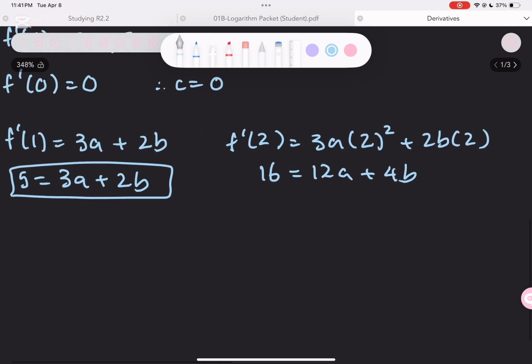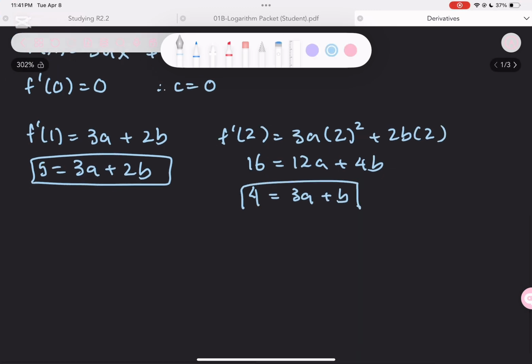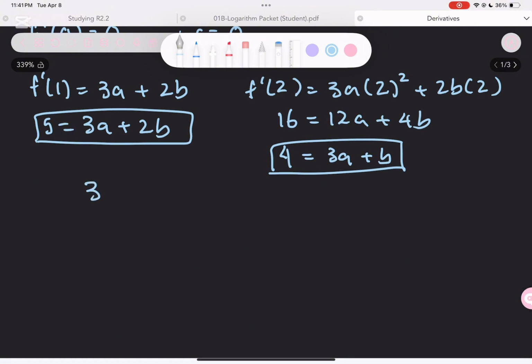And you want to simplify this so that at least one of these terms corresponds with one of these terms, so you can eliminate this. So when you look at this, you can divide everything by 4, essentially. So this becomes 4 equals 3a plus b. And you can see that there's a 3a here and there's a 3a here, so now you can eliminate. These are your 2 equations that you're going to eliminate, by the way.